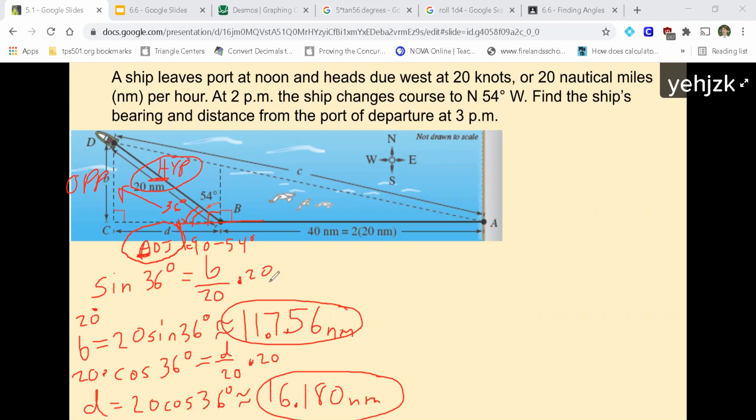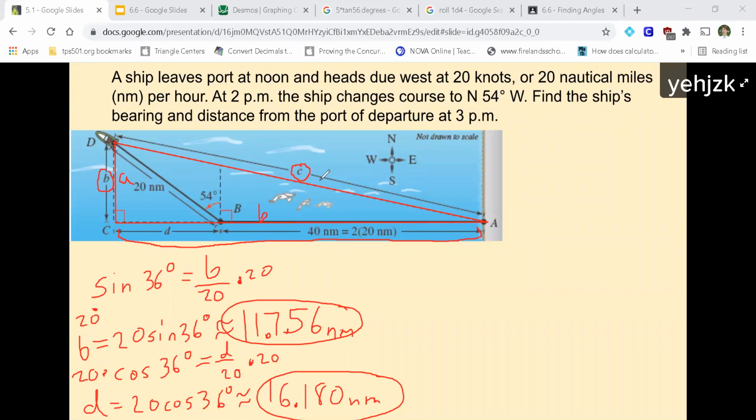So now that we know B and D, we can find what we're really looking for, C. And to be honest, to find C, we don't even have to use trigonometry, right? This is a right triangle. And if you know two sides of a right triangle, you can find the third side with your good old buddy Pythagorean theorem. A squared plus B squared is equal to C squared.